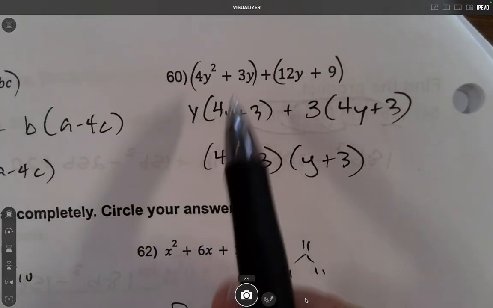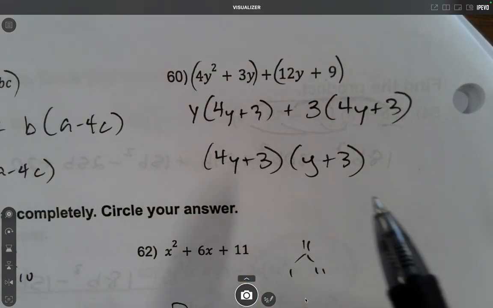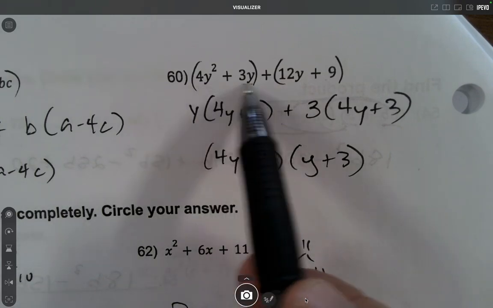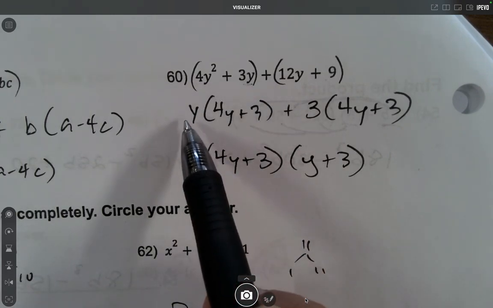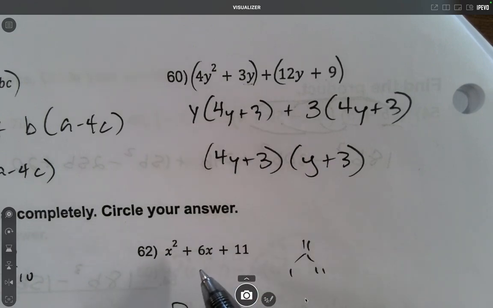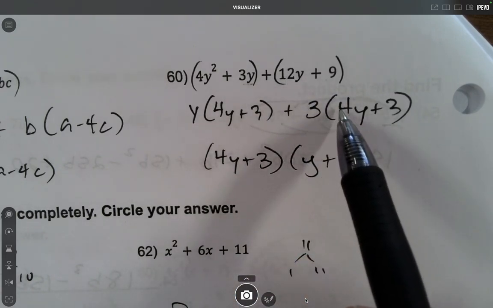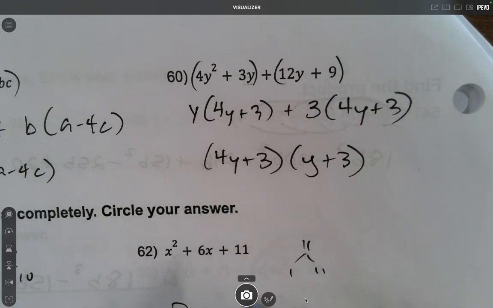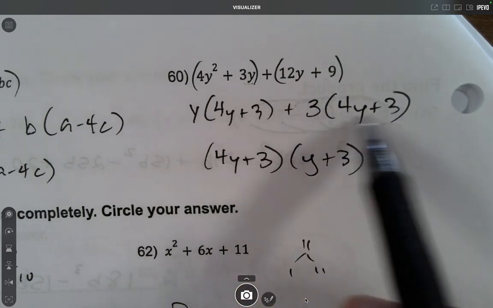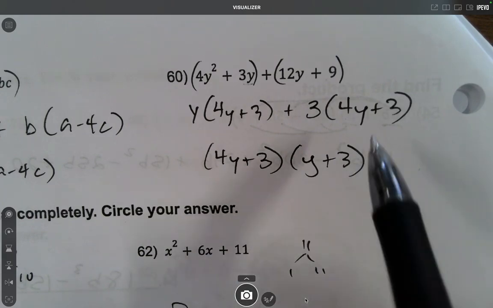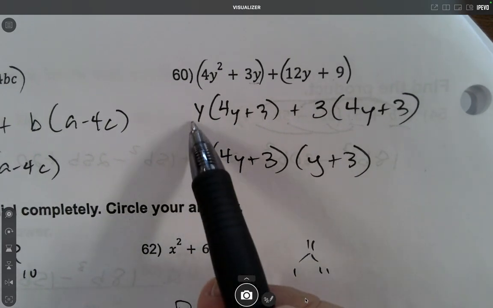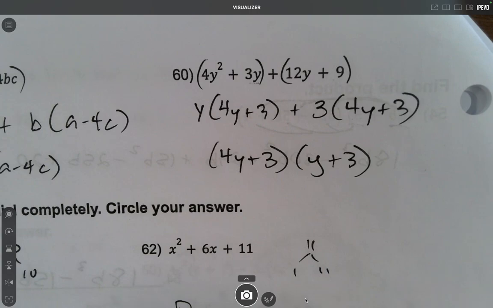Okay, 60, I've paired them up. These both have a y in common, so I pull out a y, leaving that to be 4y plus 3. These both have 3 in common. 12 divided by 3 is 4. 9 divided by 3 is 3. So 4y plus 3 matches. I'll put that out front. Doesn't matter if it's in the front or the back. And what's left is y plus 3 as the other term.